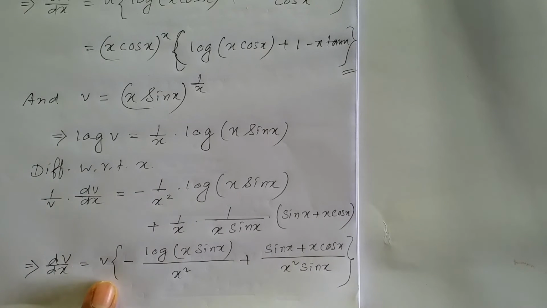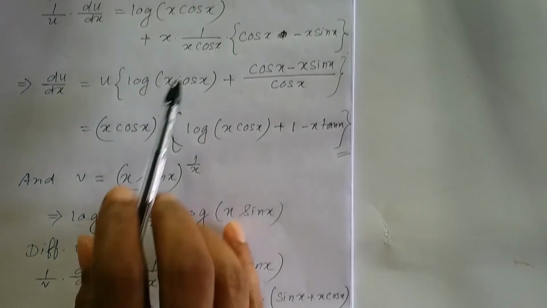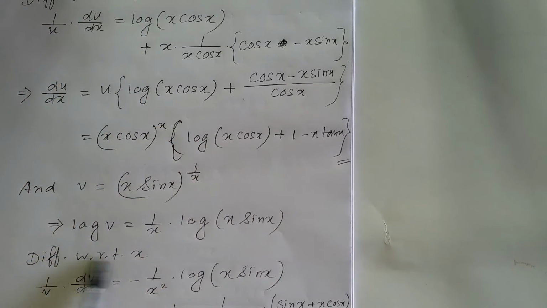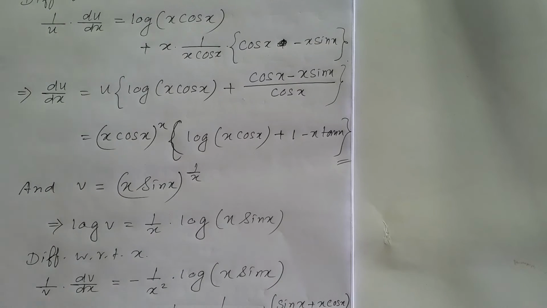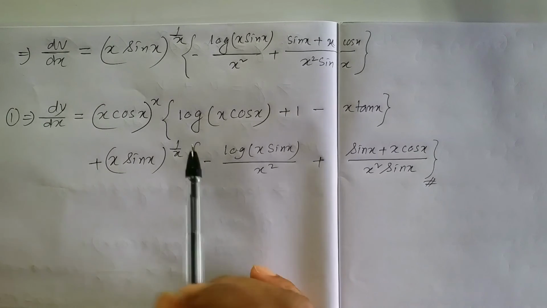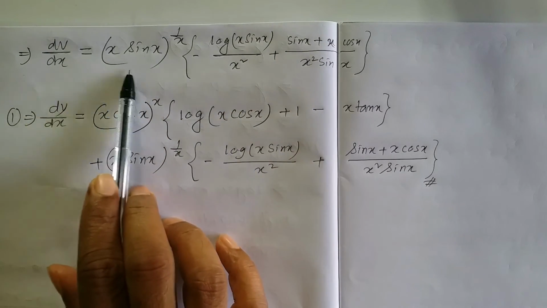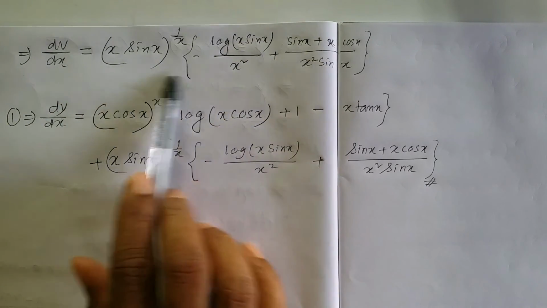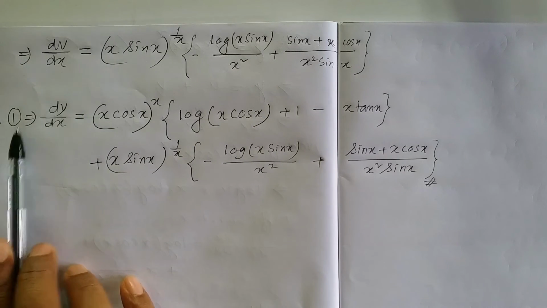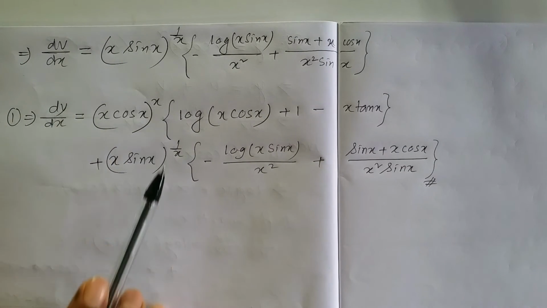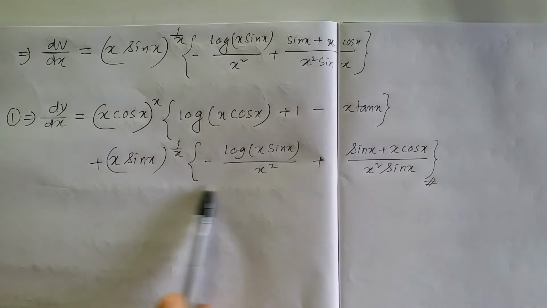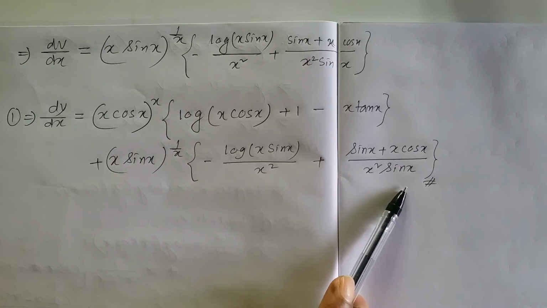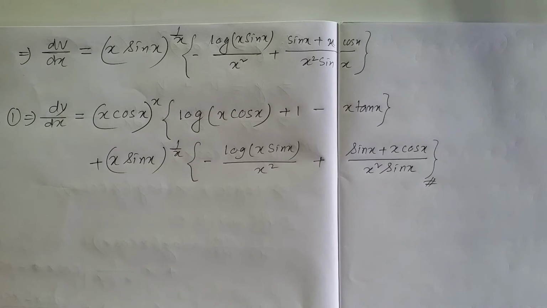Then replace the value of v. The v value is x sin x to the power 1 by x, so replace it. So for dv dx, I have just put the v value, and the rest is as it is. Then dy dx is equal to du dx plus dv dx. The value of du dx is this, which you can see in the upper section of the problem, and the value of dv dx we just got here, so it is simply put here. So this is the solution of the question.